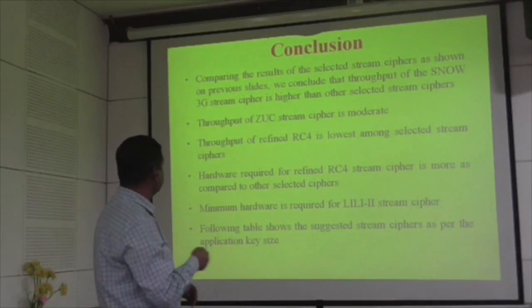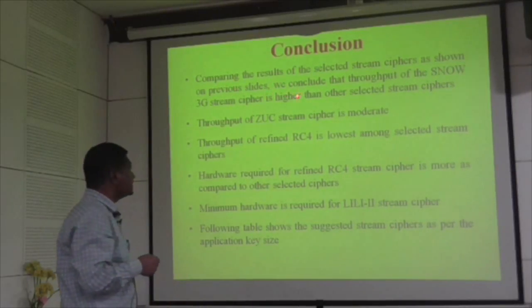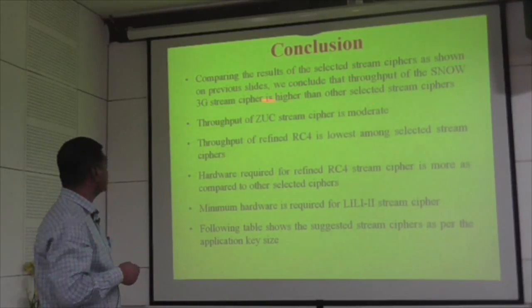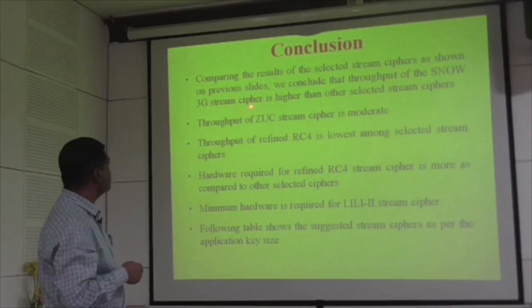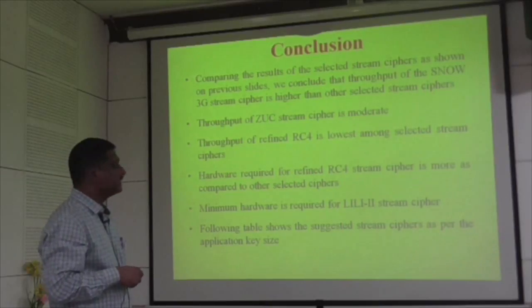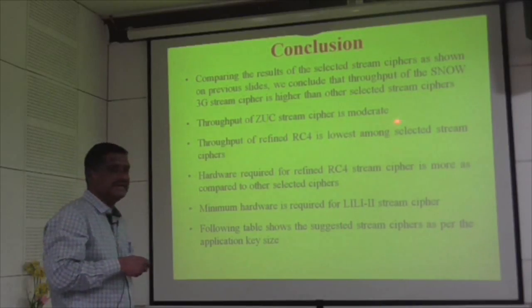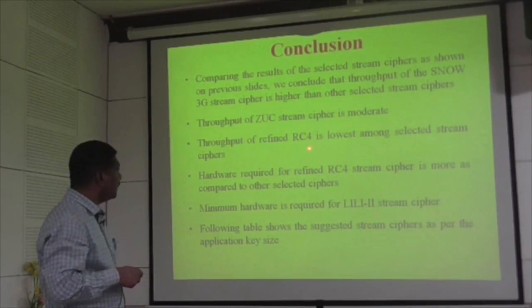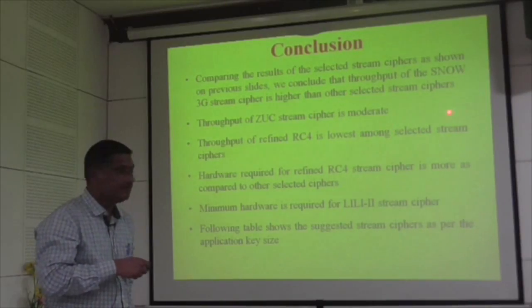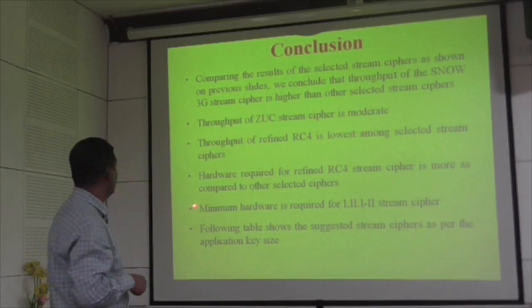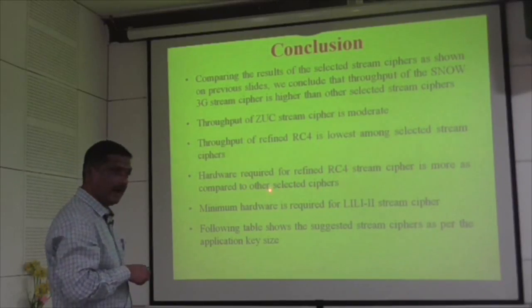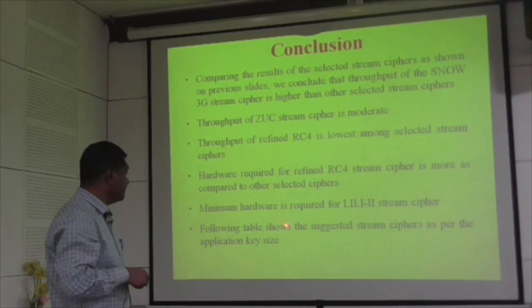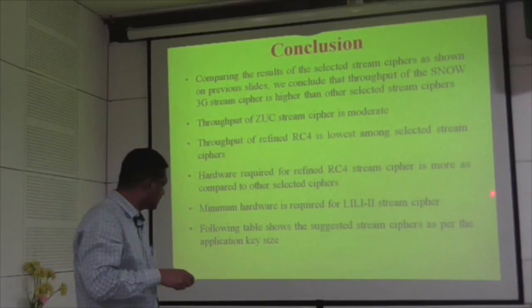And finally, if I am concluding here, the comparison of the results shows that, of the selected stream ciphers shown in the previous slide, Snow3G is higher than the others. The throughput of the ZUC is moderate. The throughput of the RC4 is the lowest, but security is the highest for RC4. The hardware requirement for refined RC4 is more than all in the comparison. Minimum hardware is required for the Lily2 stream cipher.